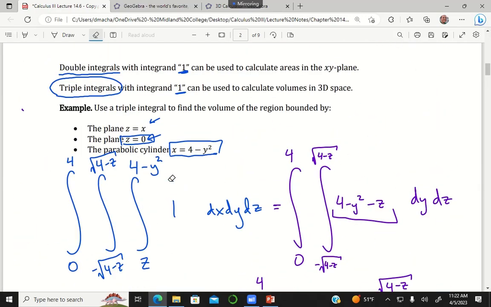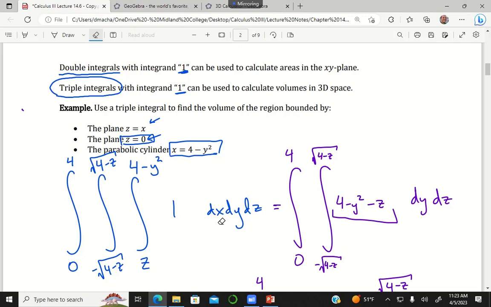Any questions about this example? And by the way, I just arbitrarily chose the order of integration dx, dy, dz. There's probably an easier way to do it. I'm not for sure, but I think it would be easier if we did dz, dy, dx. But I don't have time to do it every way for triple integrals.